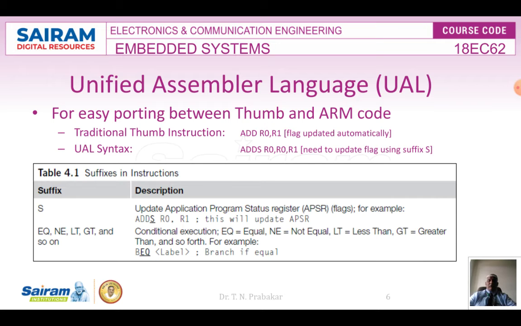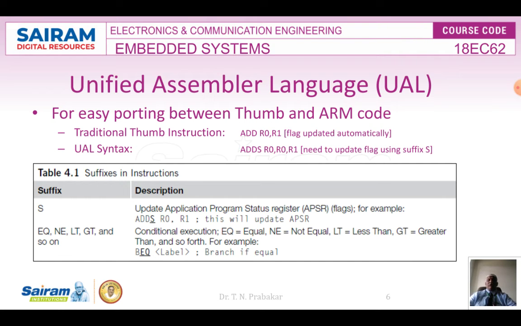So update the application program status register, which contains all the flags. And here there is an example, ADDS R0, R1, right? So in this case the application program status register, APSR, will be updated because we have added an S. Suppose if the S is not there, the flag register, or this particular APSR, will not get updated, right?